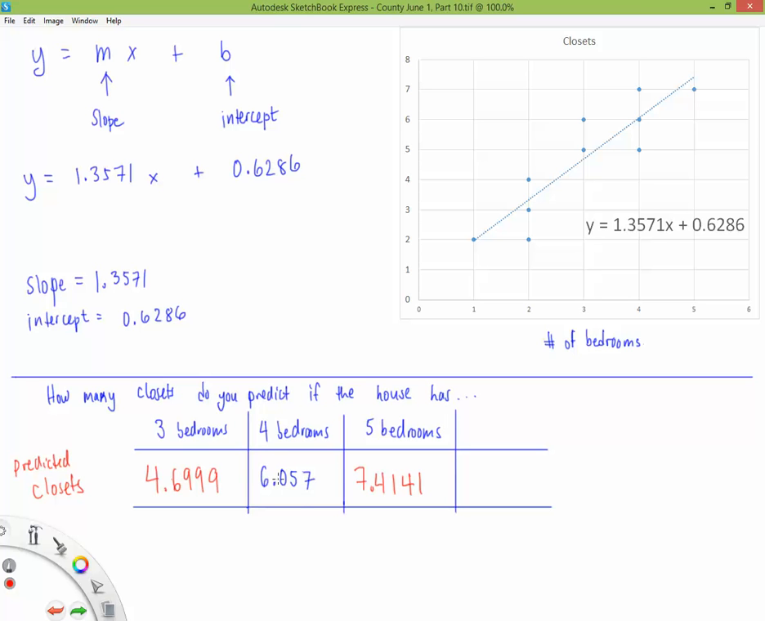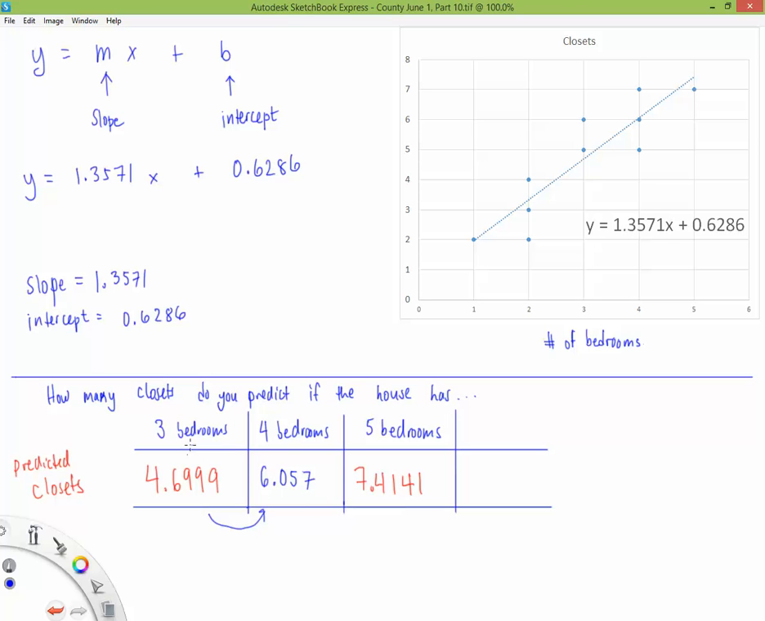Remember, these are our predictions. So what do you have to add to this prediction to get to this number? That's my question. So just listen carefully. Here I have 4.6999, and I have 6.0571. What do I have to add to this number to get to this?